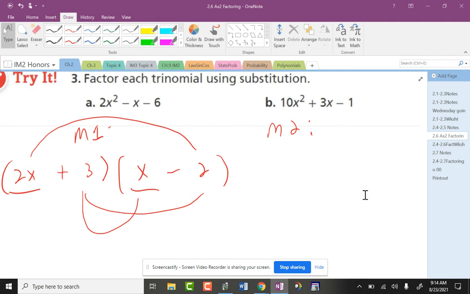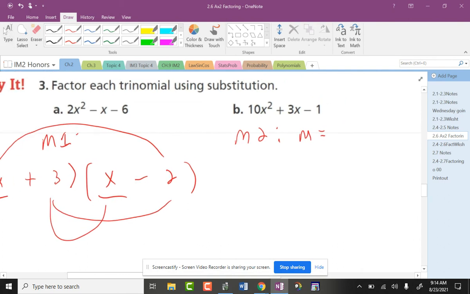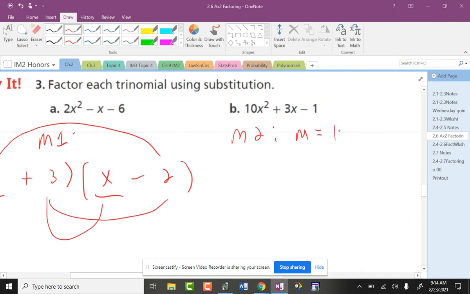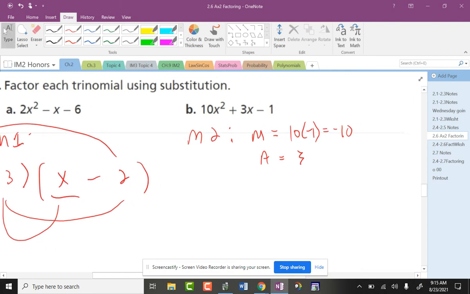Braden, what's M in method 2? You are correct. It's the product of 10 and -1. I'll write that officially since this is kind of newer. And then what's A? All right, and then what are the numbers that multiply to -10 but add to +3? So it's 5 and -2. I like kind of writing it over here.